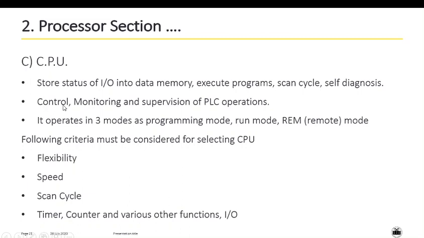These activities are carried out by your CPU. Its functions are to control, monitor, and supervise the PLC operation. So these three activities are done by your CPU. It operates in three major modes. The first one is the programming mode. So in programming mode, what will the CPU do?